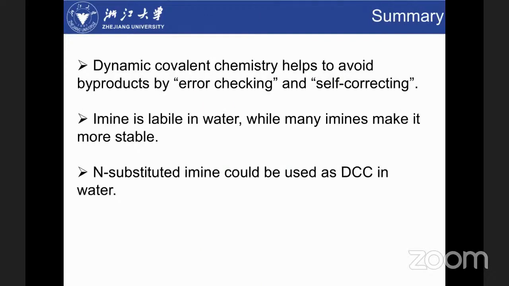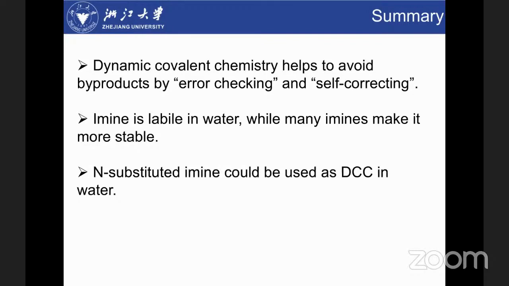So to sum up, in our group, we focus on using dynamic covalent chemistry to do self-assembly, which is reversible. Because of the error checking and the self-correcting, we can avoid byproducts. And also, imine is very labile in water, but if we have many imines, the system will be more stable. So in China, we have a famous saying, right?